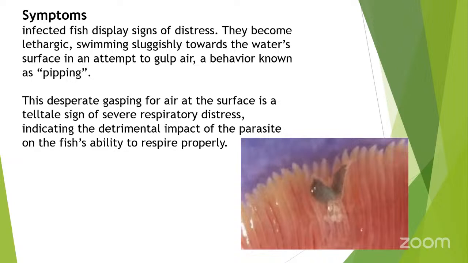The symptoms include distress. The fish become lethargic, swimming sluggishly towards the water's surface in an attempt to gulp air, a behavior known as piping. This desperate gasping for air at the surface is a telltale sign of severe respiratory distress, indicating the detrimental impact of the parasite on the fish's ability to respire properly.